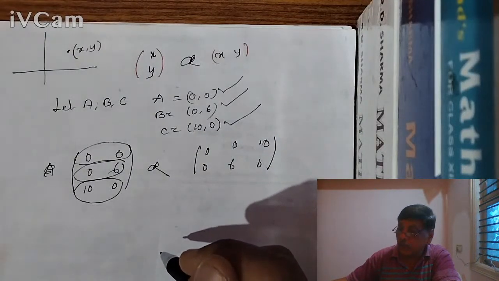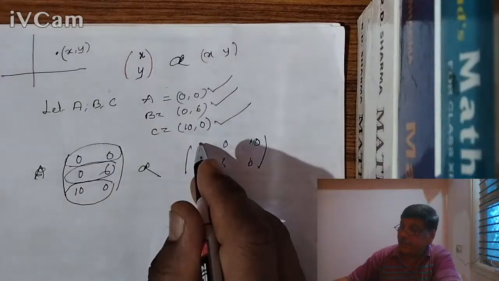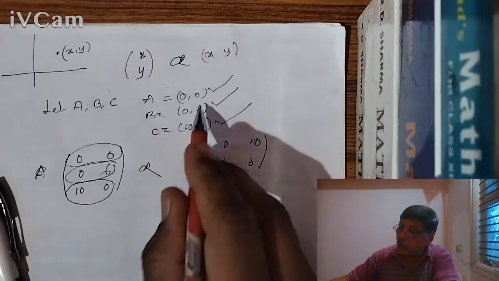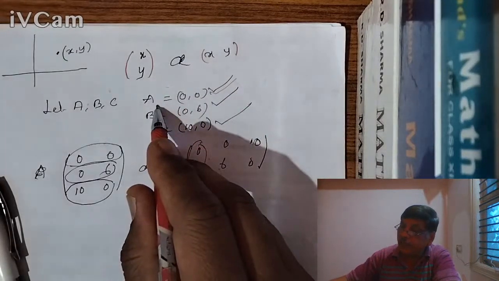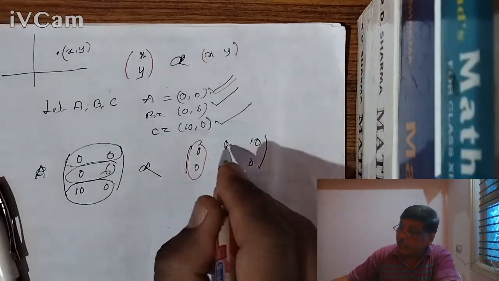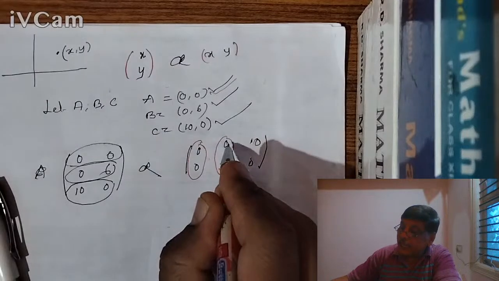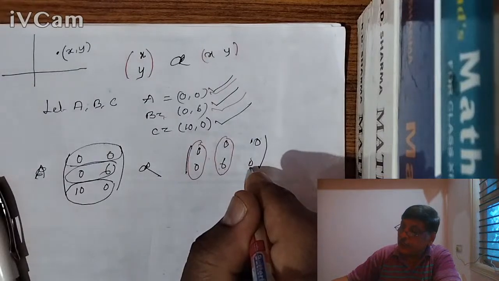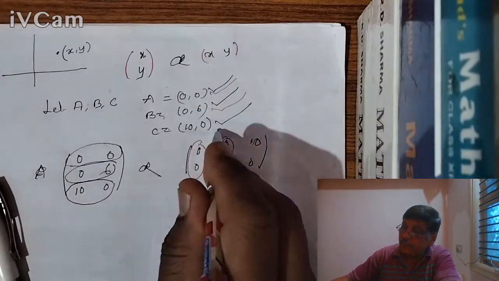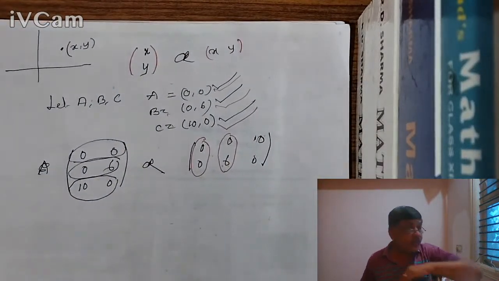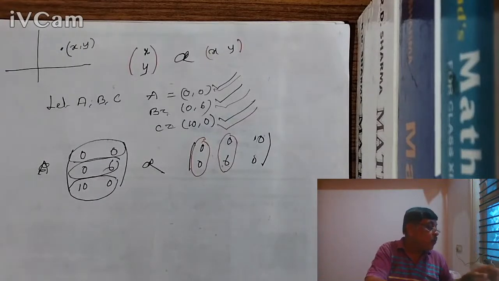Yes or no? Whereas in this matrix, the first column represents the x and y coordinates of point A. The second column represents the x and y coordinates of point B. 10, 0 represents the coordinates of point C. With this knowledge, let us move to the types of matrices.